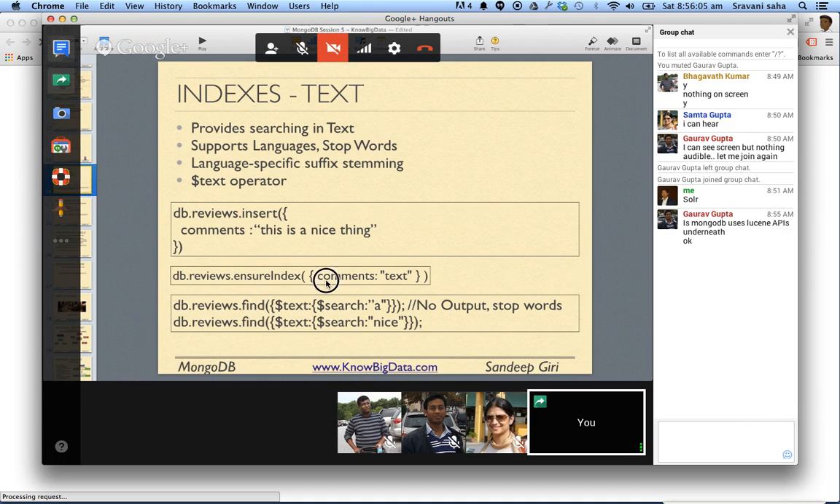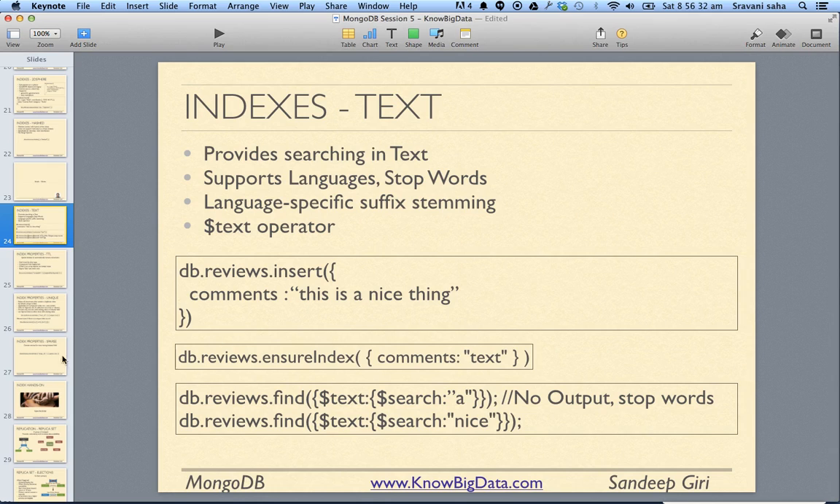And then you say take out all the text from comments and index it using an indexing mechanism called text. And while you're searching for something, you say db.reviews.find, text is your command, and then search. You can also use text while you are matching using aggregations. So this is how you index and search in case of text.